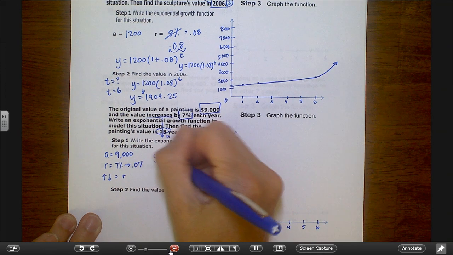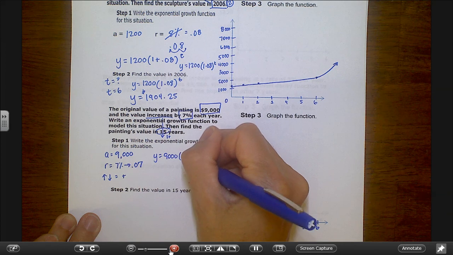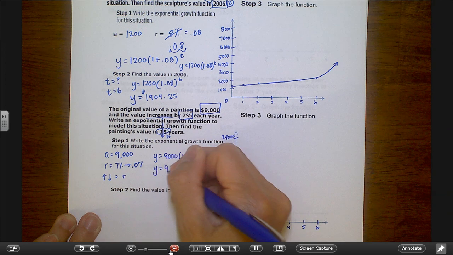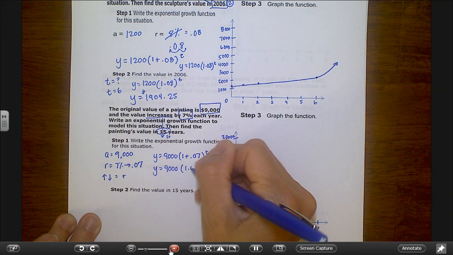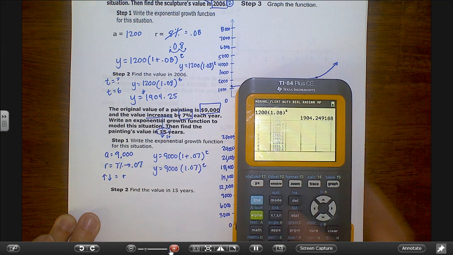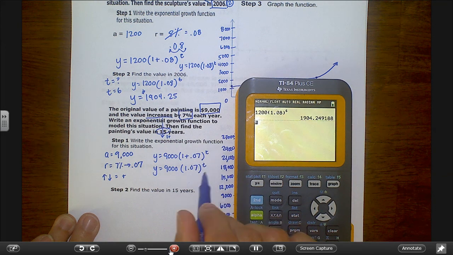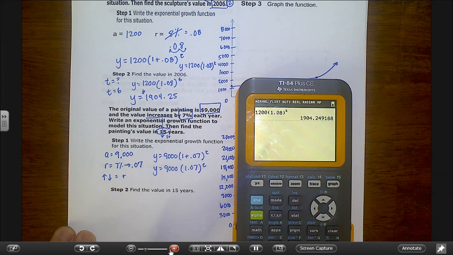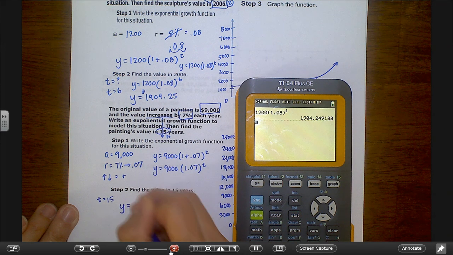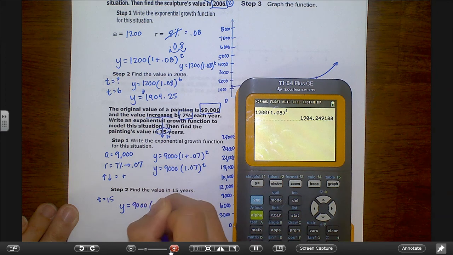So y equals A, which is 9,000, times 1 plus 0.07 to the t, or y equals 9,000 times 1.07 to the t. So whenever it says write the function, it wants you to have this t or x or whatever in there. So then when you go to evaluate it, that's when you plug in for t. So this is saying find the value in 15 years. So t equals 15. Everything else is the same. So y equals 9,000 times 1.07 to the 15.